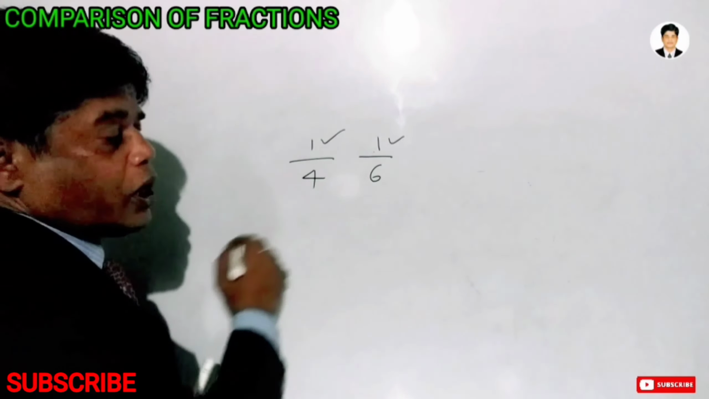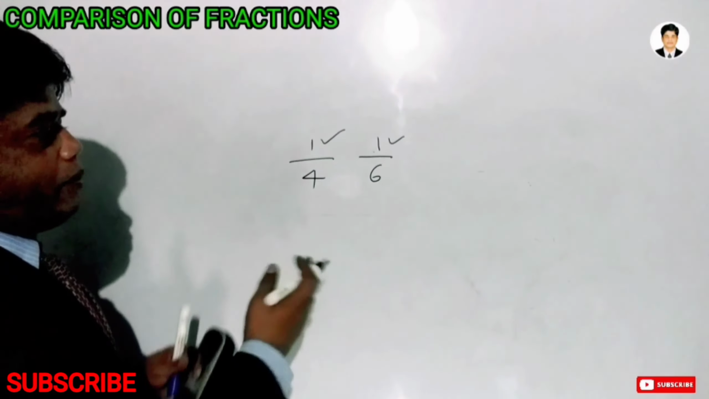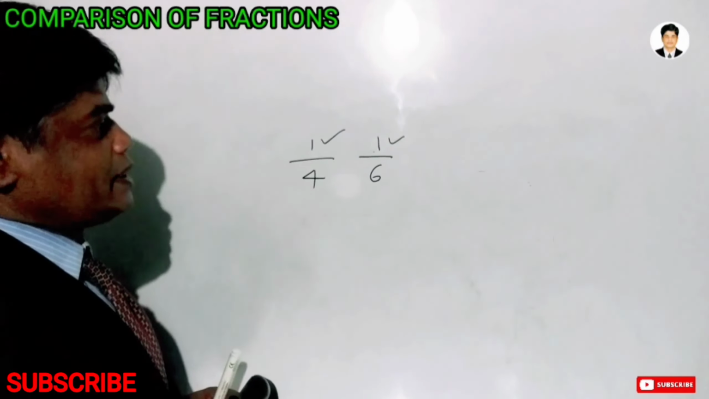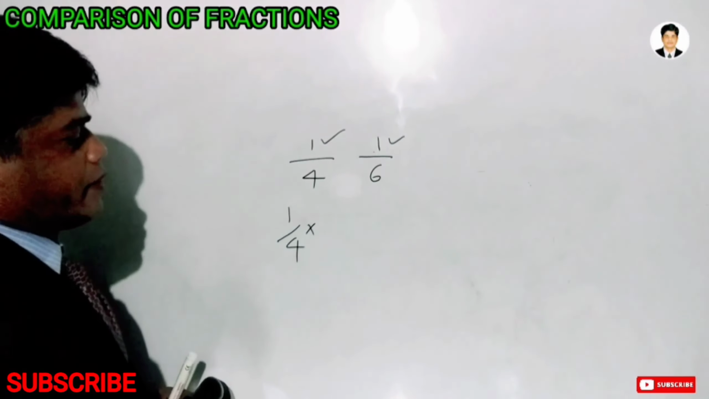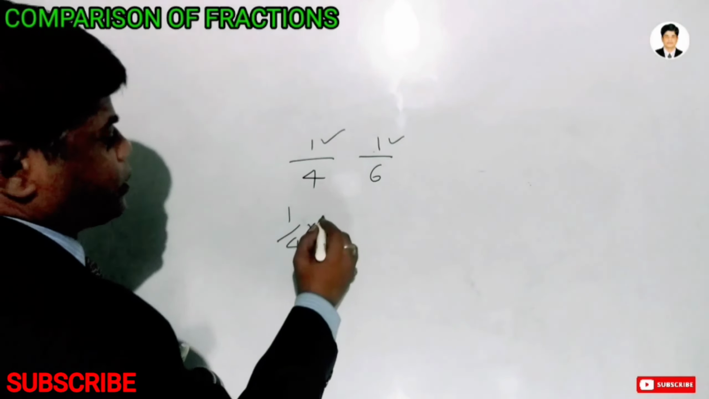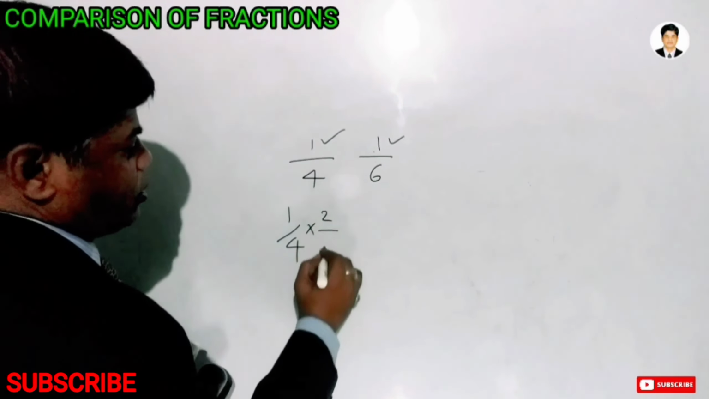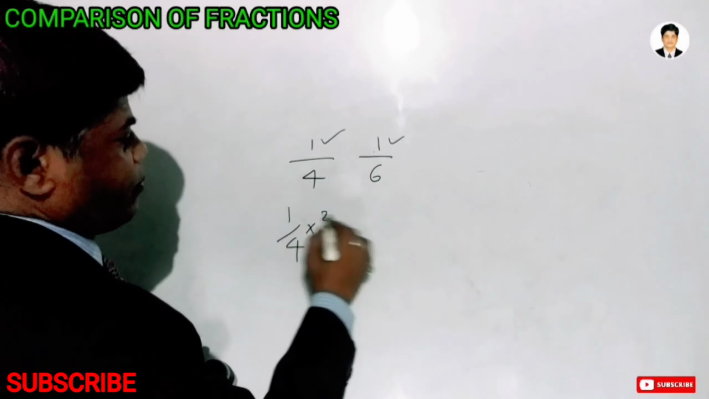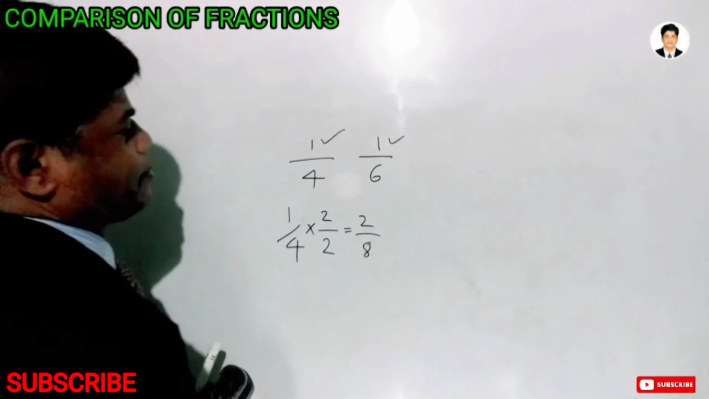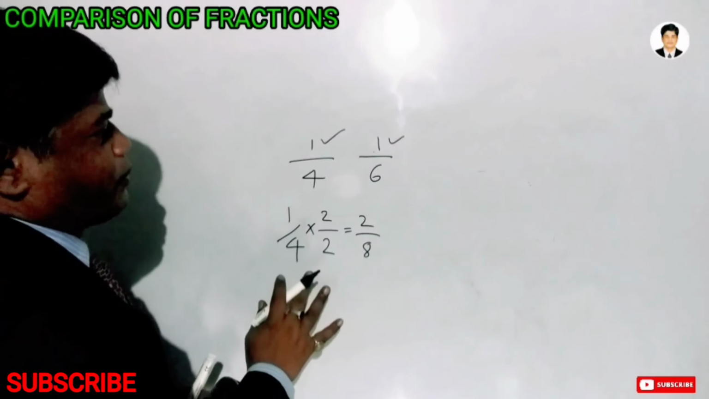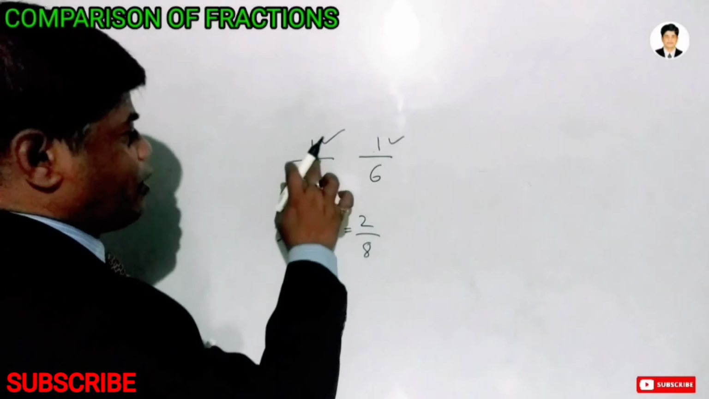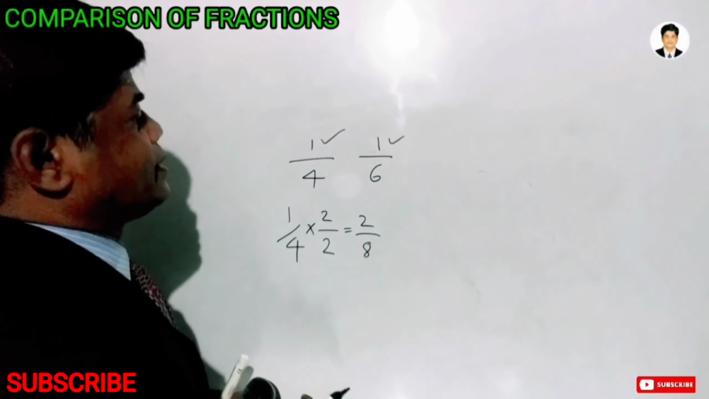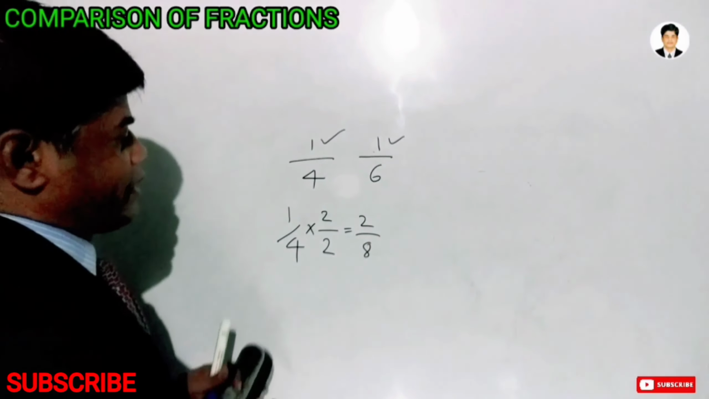Now, in this case, how to judge? Which of 1 by 4 is the smaller fraction? Now, in this case, we have to multiply 1 by 4 by 2, both numerator and denominator. How much comes? 2 by 8 has come. This means that we have to get equivalent fractions. For 1 by 4, what are the equivalent fractions? For 1 by 6, what are the equivalent fractions?